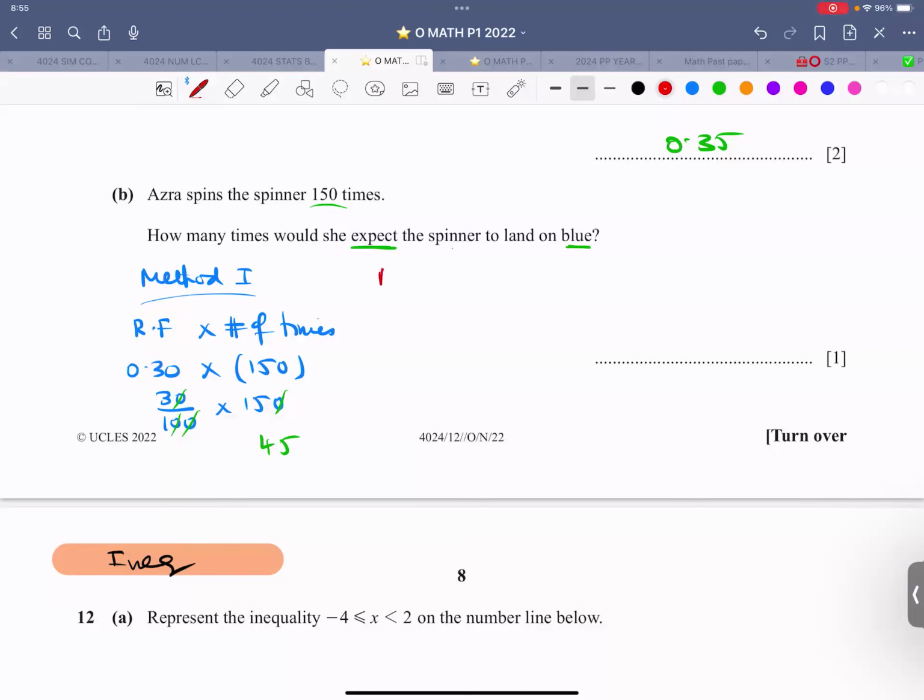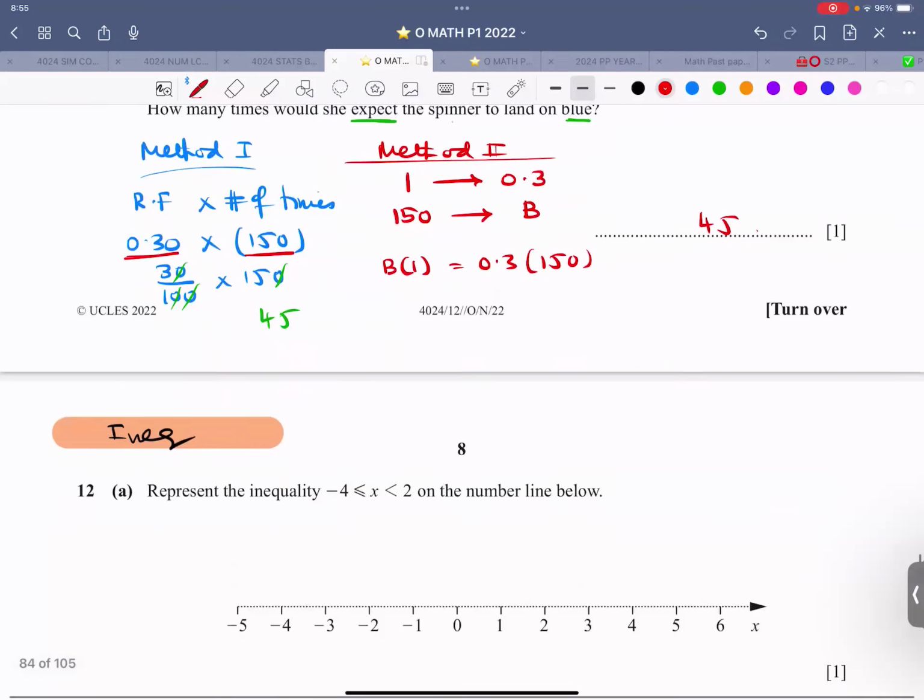And let me also show you method 2. That is basically the concept of ratio. So out of 1, there is this possibility of 0.3. Out of 150, there is this possibility of B. So cross multiply: B into 1, 0.3 into 150. That is exactly what's over here. So this answer comes out to be 45.